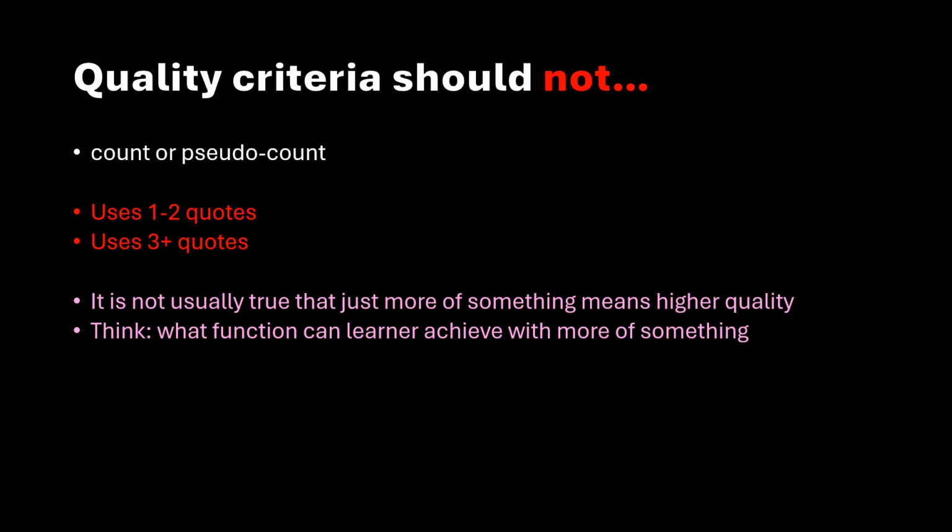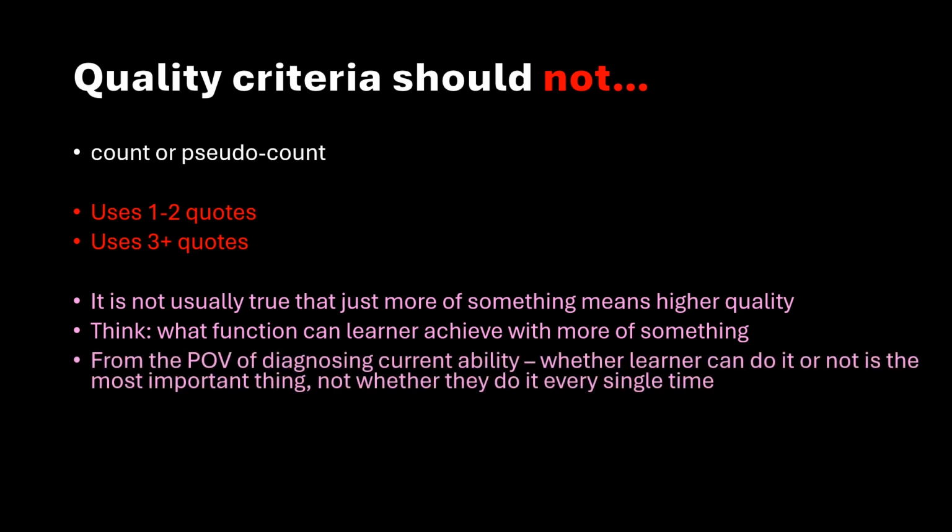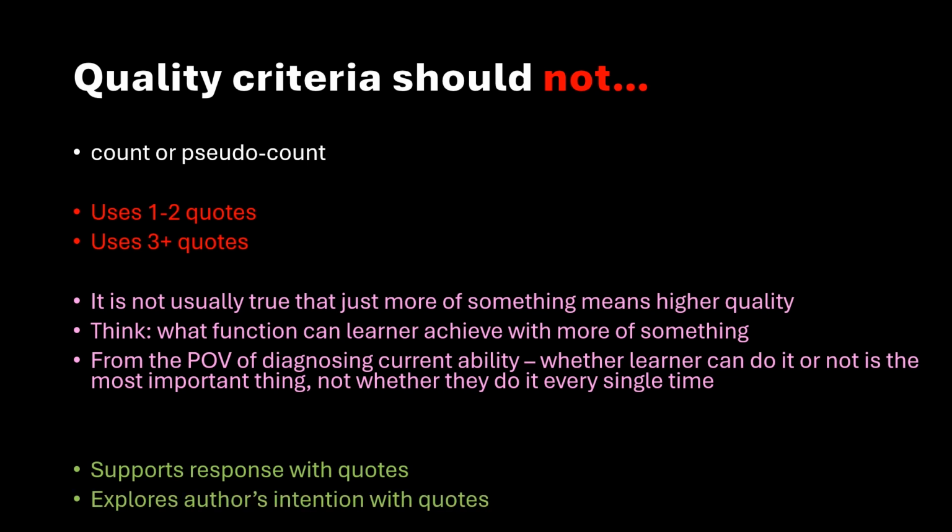And from the point of view of trying to determine a student's point of readiness or what they can do, if they can do it sometimes, that means they can do it. Possibly they just need a reminder to do it more often, but in terms of their actual skill level, if they can do it, they can do it. Maybe they're just not doing it consistently, but we don't want to measure consistency in a developmental rubric. So how can we improve that quote one? There we go. The second one shows the function that the student can achieve if they use more quotes or more relevant quotes.